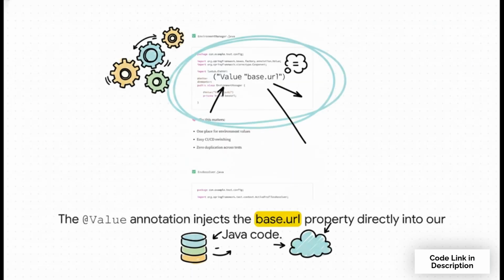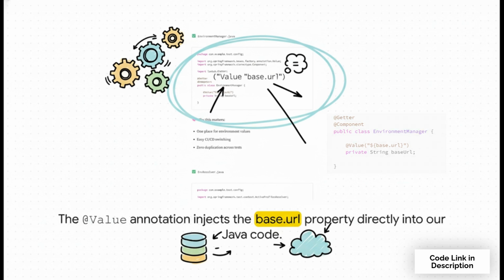Great. Now we need a way to actually read that property in our code. And that's where this little environment manager class comes in. We mark it with @Component so Spring knows to manage it for us. But the real magic is this @Value annotation. This is basically us telling Spring, go find the property called base.url in whichever properties file is active, and just inject its value right into this base URL variable for me.